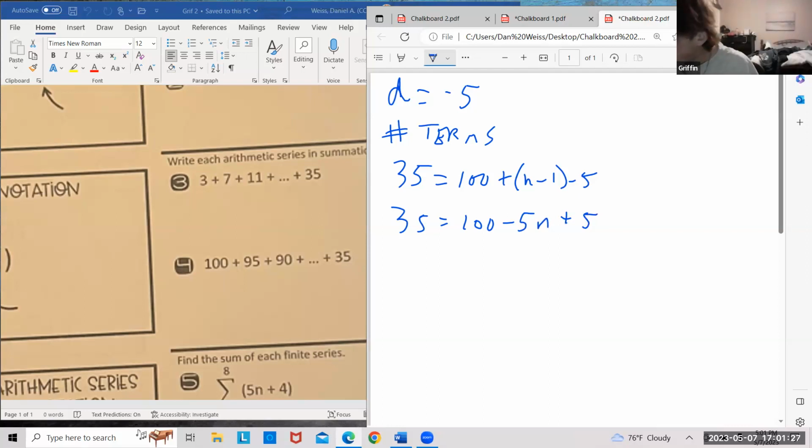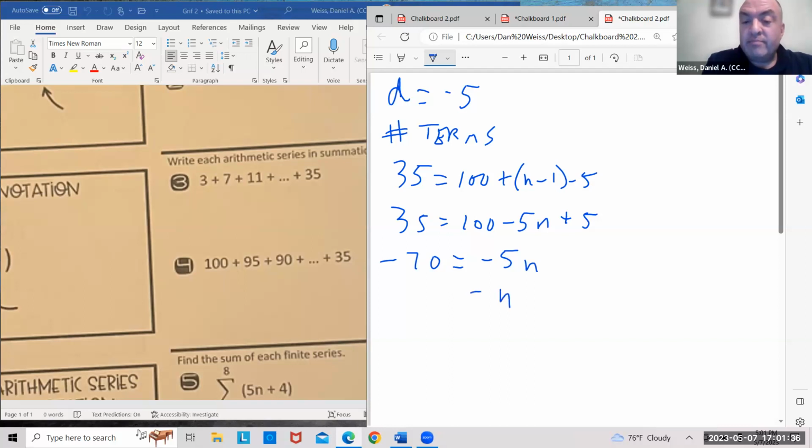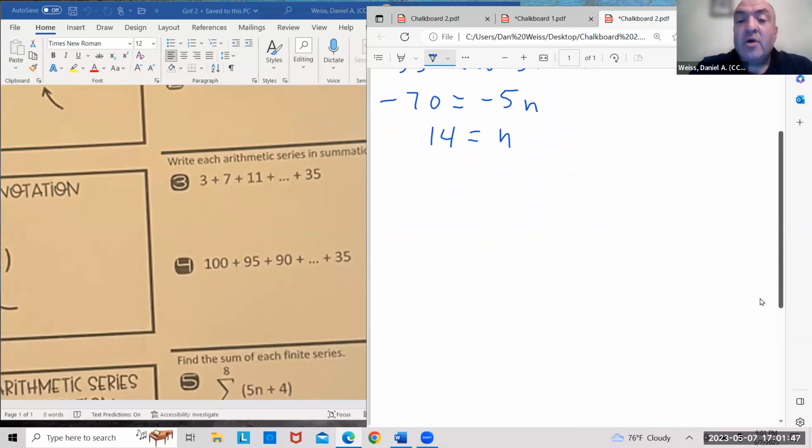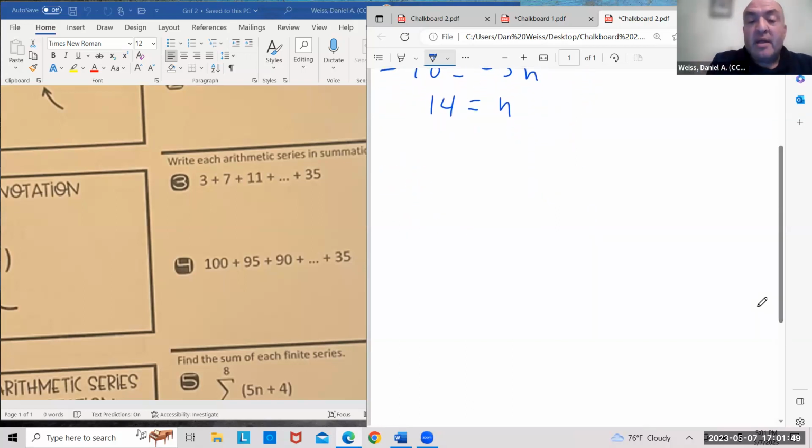You'll have -70 equals -5n. If you divide that by -5, you get 14. So there's 14 terms. Very good, Griff, good job. Now, we're going to start our sigma.